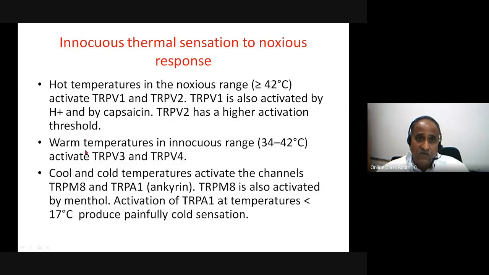This is hot. Warm temperatures are in the moderate range or innocuous range. They are not dangerous. They work between 34 to 42 degrees Celsius. They are activated by the TRPV3 and TRPV4 channels. Cool and cold temperatures activate TRPM8, that is menthol, and TRPA1, that is ankyrin. TRPM8 is also activated by menthol. Activation of TRPA1 at temperatures less than 17 degrees Celsius produces a painfully cold sensation. That means when you activate these channels, that produces the pain sensation.